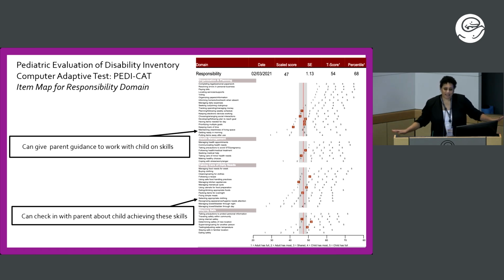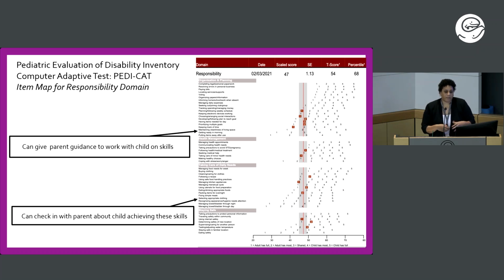So going back to this whole question of how do we create a measure that actually informs intervention, this is the output. And at the top, what you'll see is the domain here is responsibility. So this is from an adaptive behavior measure that I was a part of.